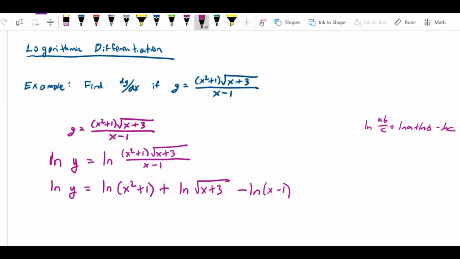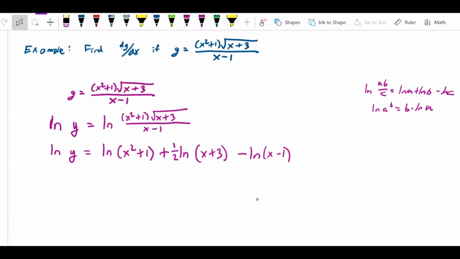So I just want to show you one more thing we can do. Since ln of the square root of (x plus 3) is actually equal to ln of (x plus 3) to the 1/2, by another rule of logarithms that says ln of A to the B is equal to B times ln of A, I can actually just move this 1/2 over here. Now what I have is that ln y is equal to this log plus this log minus this log. This is going to be a fairly easy thing to take the derivative of. So let's take the derivative of both sides.